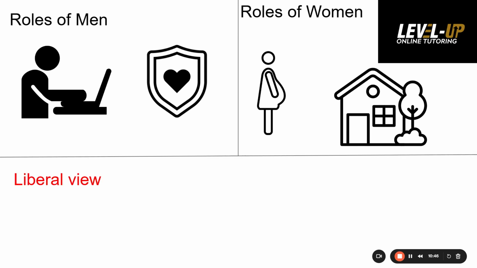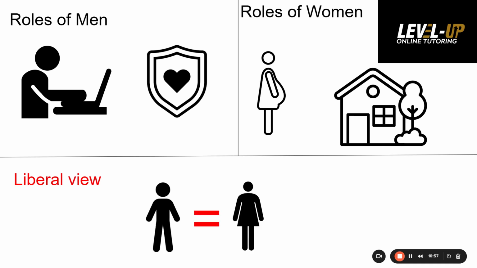However, there is a liberal view. There is a view that is becoming more and more popular in the sort of more Protestant church as well as everyday society. And that is that men and women are equal. Therefore, these jobs can be interchangeable. Obviously, men can't literally give birth to children. However, what men can do is stay at home and look after the children and raise the child.